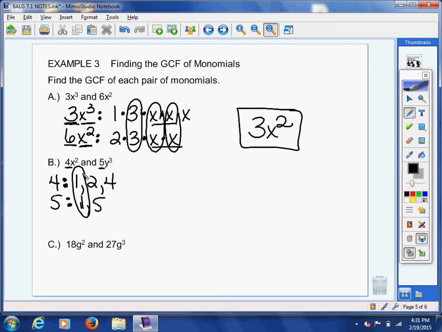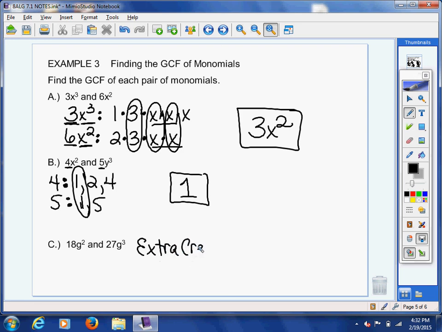Now, x squared and y cubed, they're not the same variable. We don't have x's in both those monomials, and we don't have y's in both of those monomials. So there's nothing common in the variables at all. The only greatest common factor you have is 1. The variables are not shared with each other. X squared is different than y cubed. Anyway, I told you I would leave C for you to try for extra credit.